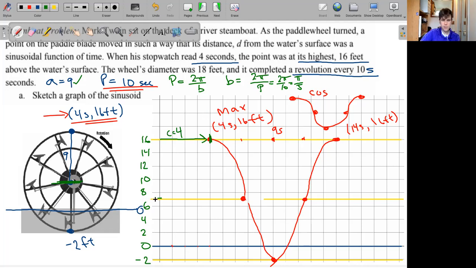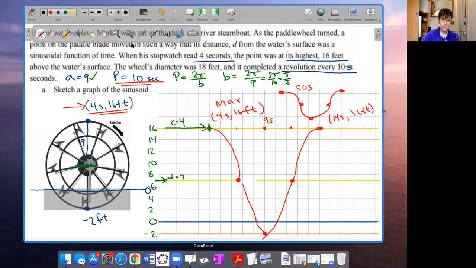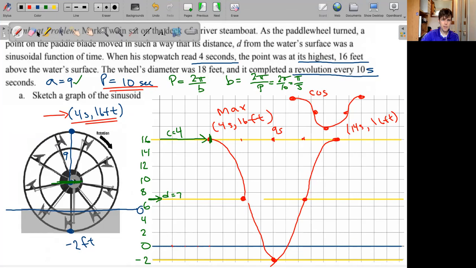And our D value is here, right? What was our midline value or our vertical shift? And so our D is 7, and we shifted up 7. All of those things together, we can use to write the equation. So I'm going to go ahead and do that in the only place left to me here. I'm going to erase some stuff down at the bottom and write it down there.